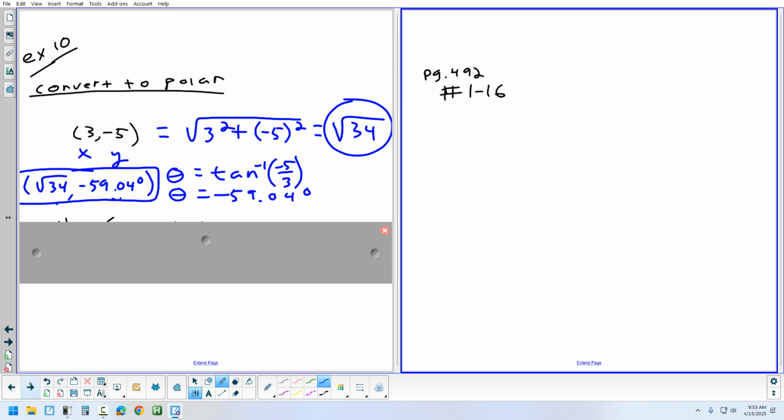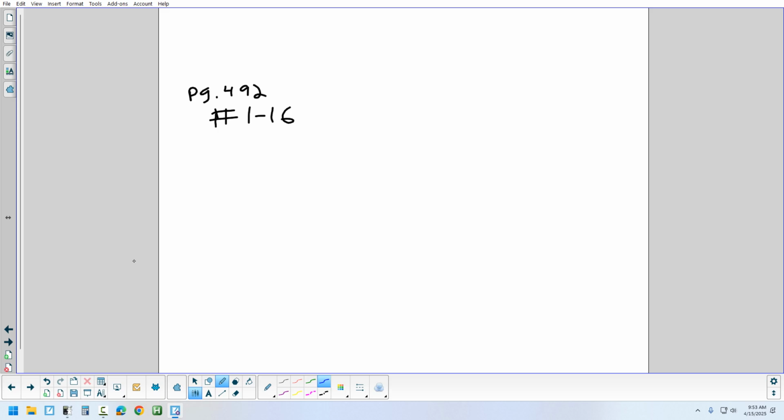Okay, so that's the first part on polar. Tomorrow, we're going to tie that in with parametric, and we're going to do some graphing. So homework is on the board.